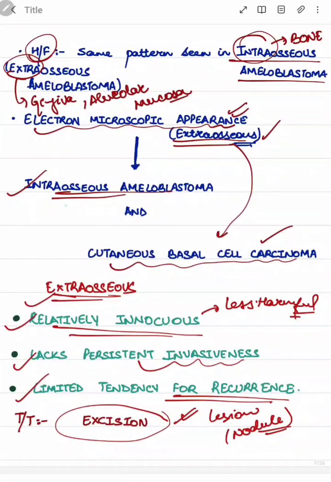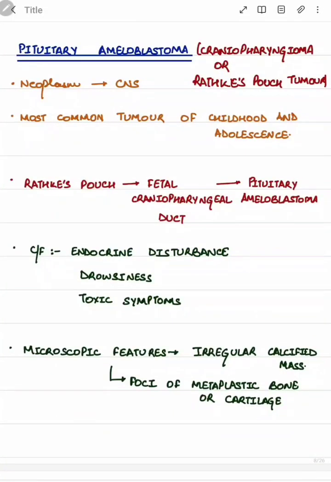So in a nutshell, intraosseous and extraosseous ameloblastoma are similar histopathologically, and electron microscopic appearances are also similar. They are different clinically only. I hope it's clear. Now we will discuss the pituitary ameloblastoma, which is also known as craniopharyngioma or Rathke's pouch tumor. It is a neoplasm of the central nervous system.